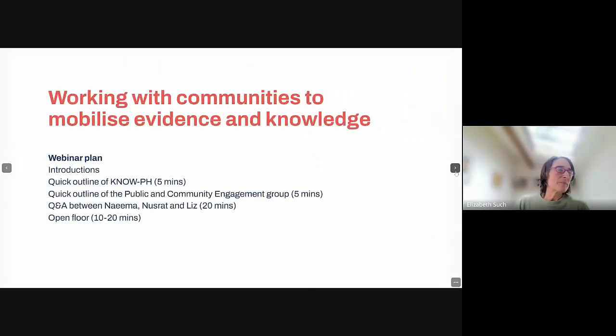So this was our plan for the session today. Naeema's already spoken about the PACE group, which we'll talk about in Q&A. So we thought once I've done this quick outline, we would work in the format of a Q&A, so that here we're trying to treat this forum as an opportunity for shared learning and to deliberate across some of the issues that have emerged in this unique programme, which is about involving communities and engaging communities in knowledge mobilisation.